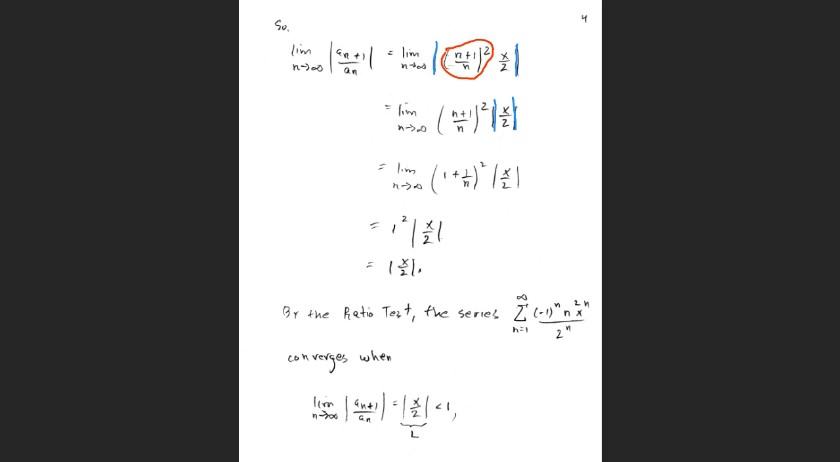All right, and of course, this n plus 1 over n is like n over n plus 1 over n squared. And so you write that as 1 plus 1 over n squared. And as n goes to infinity, this whole thing here is just going to go to 1 squared. And so the limit will equal the absolute value of x over 2.